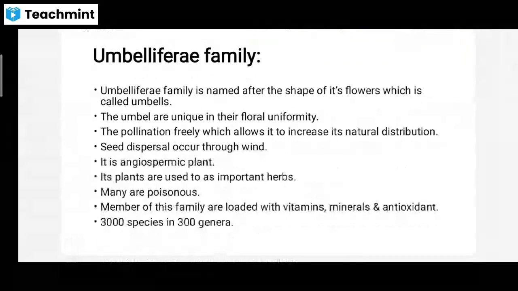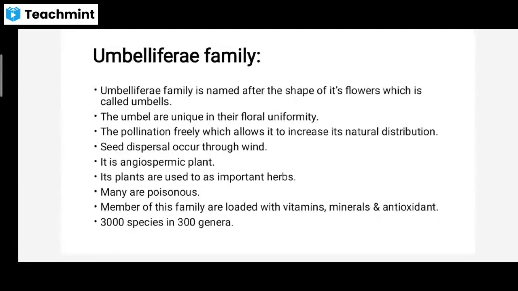The Umbelliferae family is named after the shape of its flower, which is called umbels. The umbels are unique in their floral uniformity. They pollinate freely, which allows an increase in the natural distribution. Seed dispersal occurs through the wind.